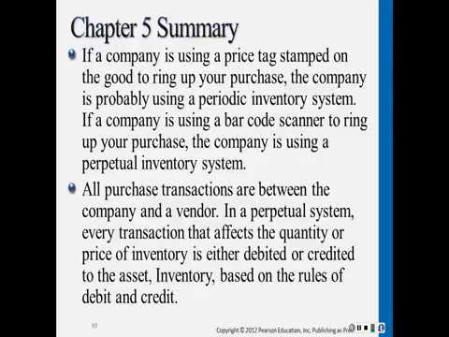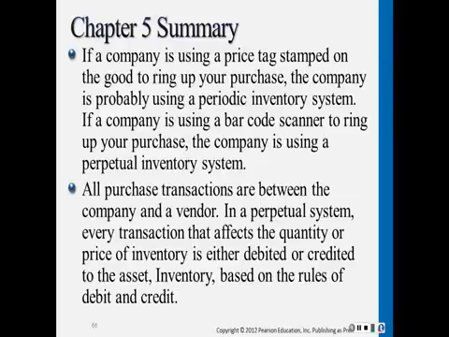A summary of Chapter 5. If a company is using a price tag stamped on the good to ring up your purchase, the company is probably using a periodic inventory system. If the company is using a barcode scanner to ring up your purchase, the company is using a perpetual inventory system. All purchase transactions are between the company and a vendor.